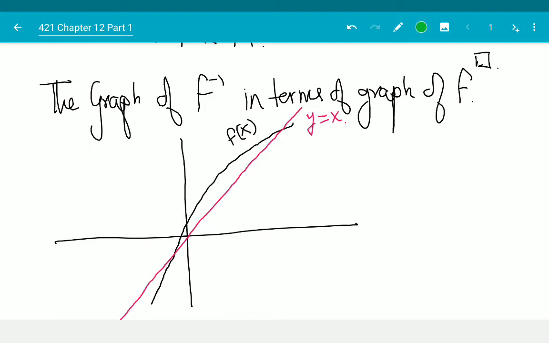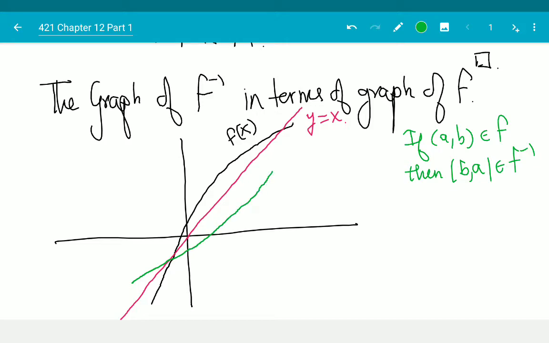A point a comma b, if a comma b belongs to f, then b comma a belongs to f inverse, right? I am flipping the coordinates of each point, and that is the same as flipping it all across the y equals x line. And so I'm going to get a graph which looks something like this. Okay, this is my f inverse of x. So the easy way is you just flip the graph across the y equals x line.